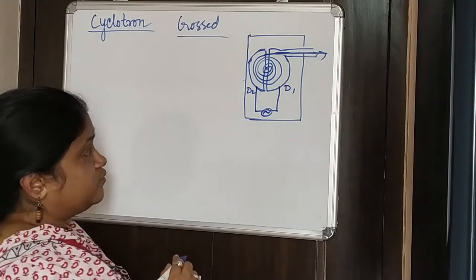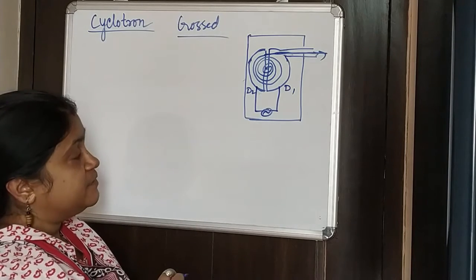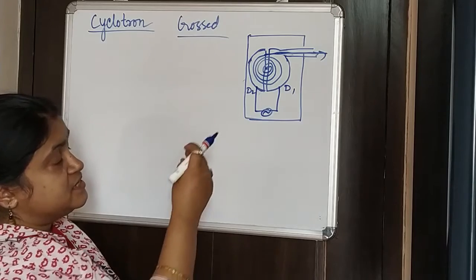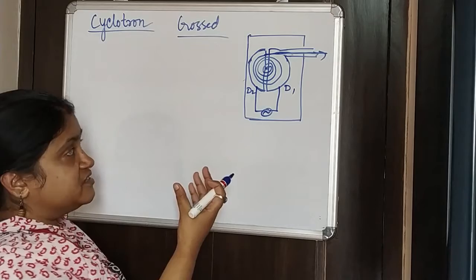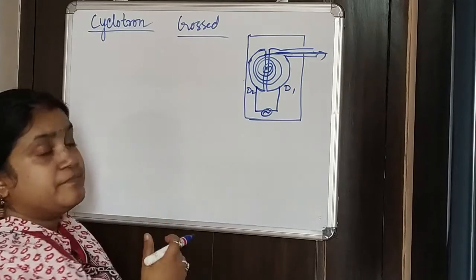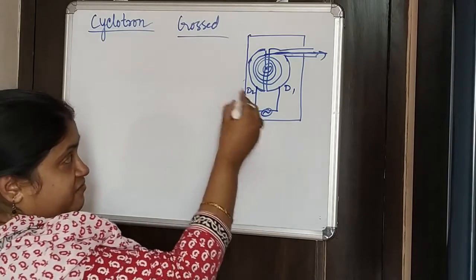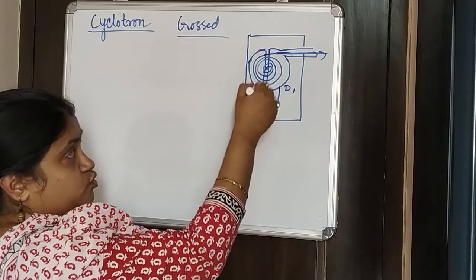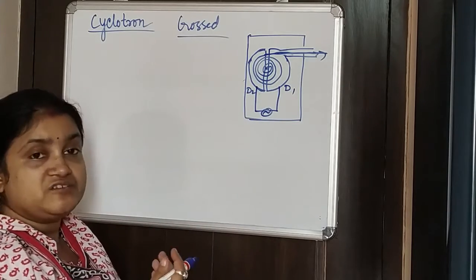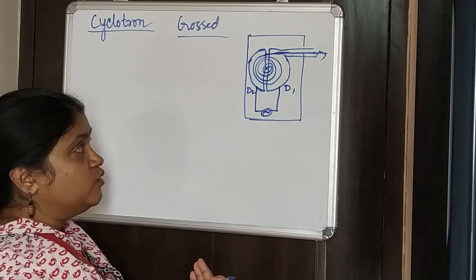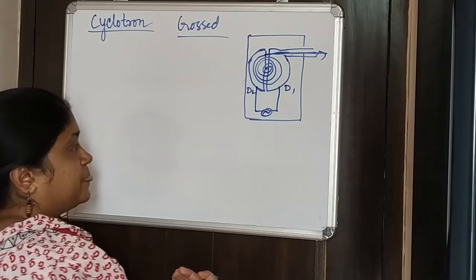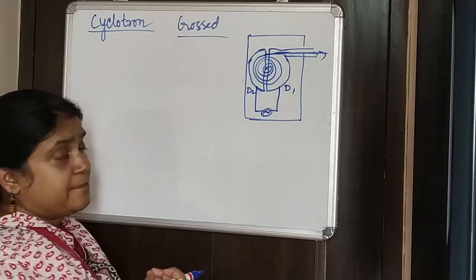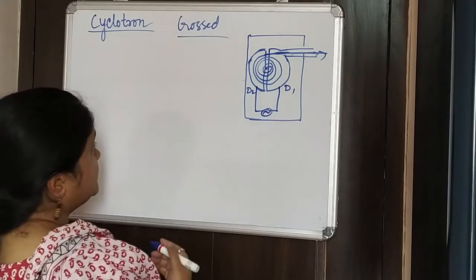So let's see what the main principle here is. The principle is to accelerate a charged particle in the magnetic field, and the magnetic field makes it move in a circular path where the electric field accelerates it. That's how we get a highly accelerated charged particle. So how does it happen? What is the working behind it?